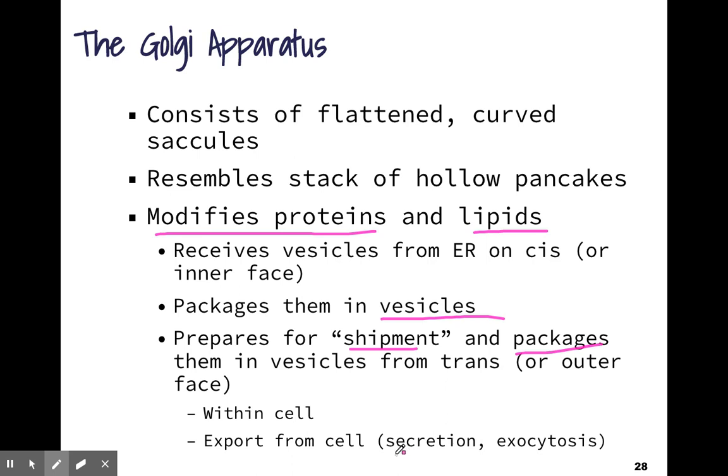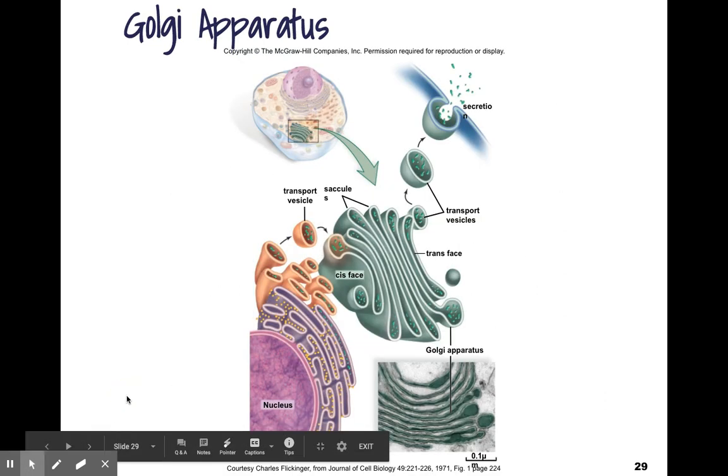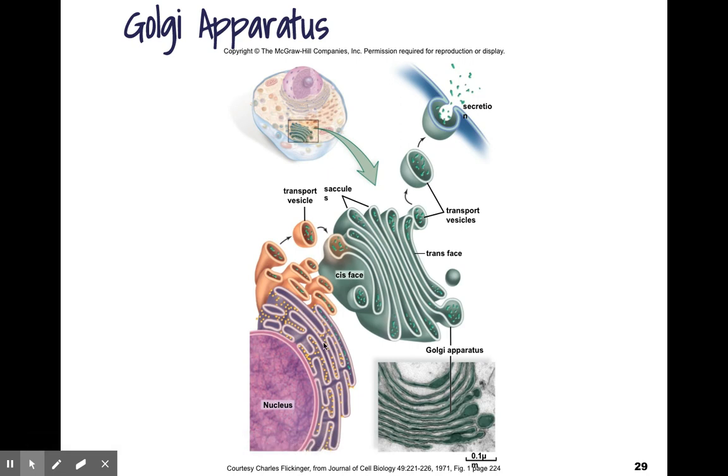So whenever we're making things such as secretion or in exocytosis, once again, the Golgi prepares the material, and then it's going to ship it to a vesicle. The vesicle then will attach to the cell membrane so that it leaves. So let me give you an example of what that looks like in a second. All right, so here's our Golgi. Once again, here's the nucleus, here's the ER.